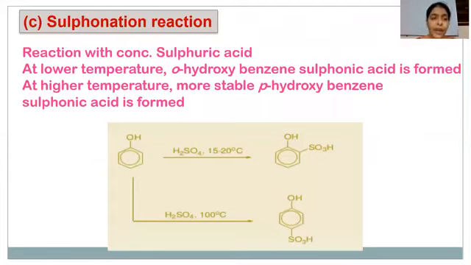Next is sulfonation reaction. Sulfonation reaction is reaction with concentrated sulfuric acid. Again, which product is formed depends on the reaction conditions. At lower temperature, orthohydroxybenzene sulfonic acid is formed. At higher temperature, more stable para-hydroxybenzene sulfonic acid is formed.